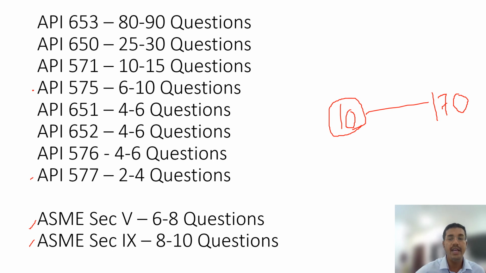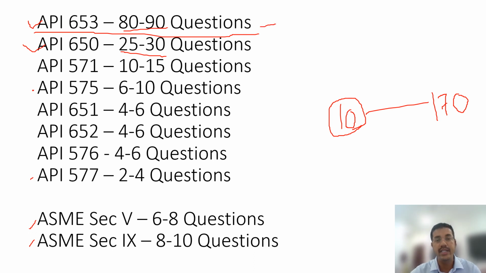But that doesn't mean every code has the same weightage, okay. That is different. API 653 has 80 to 90 questions, whereas API 650 has 25 to 30 questions. Most of the questions will come from API 653, so we have to read API 653 very thoroughly. When I say 80 to 90 questions for API 653, it includes both closed book and open book.